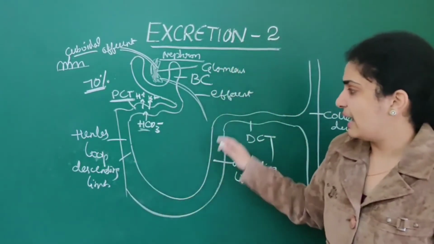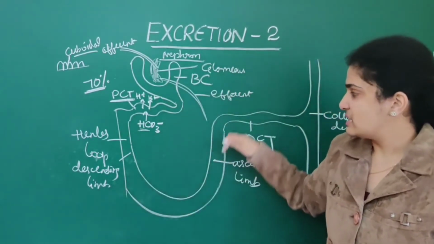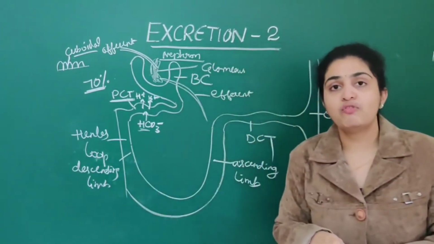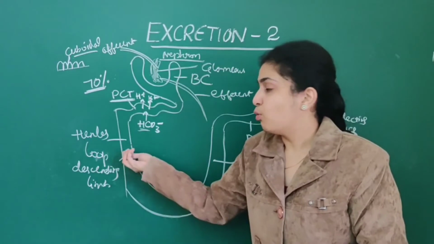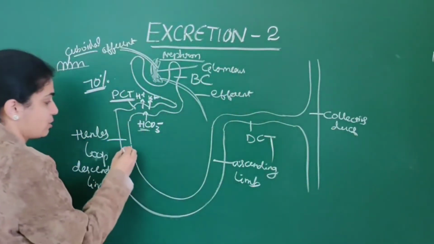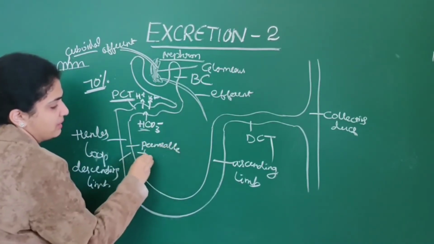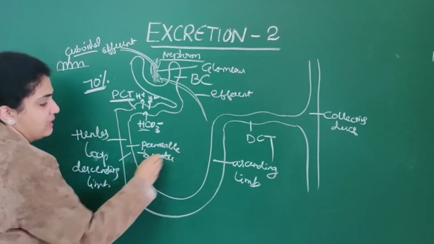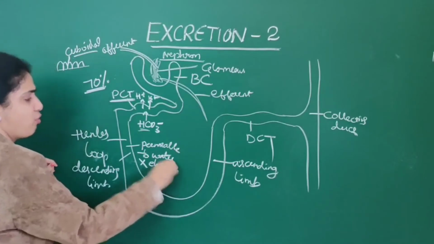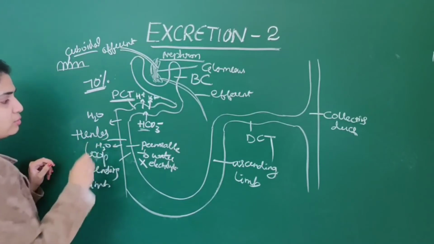When we come to Henle's loop, one part is the descending limb, which is coming down, and one is the ascending limb, which is going up. The descending limb of the loop of Henle is permeable to water. It is not permeable to electrolytes. So much water is reabsorbed through this.